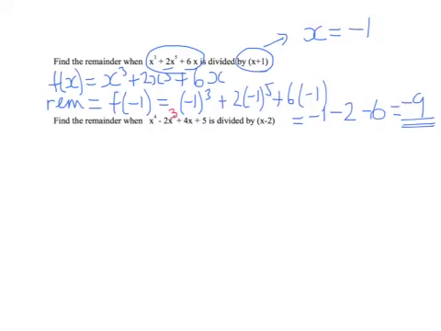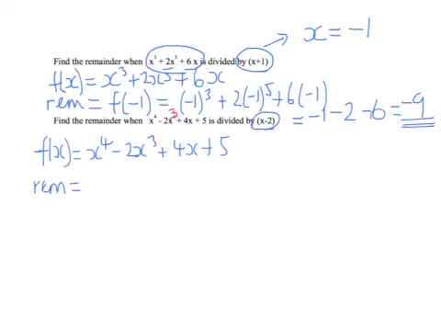Find the remainder when this is divided. Right, first thing we're going to do is write out f of x equals x to the 4 minus 2x cubed plus 4x plus 5, and we're going to divide it. So how are we going to find this remainder when it's divided by x minus 2? We can either write out let x equal 2, but it would be neater to just pop it in as f of 2.